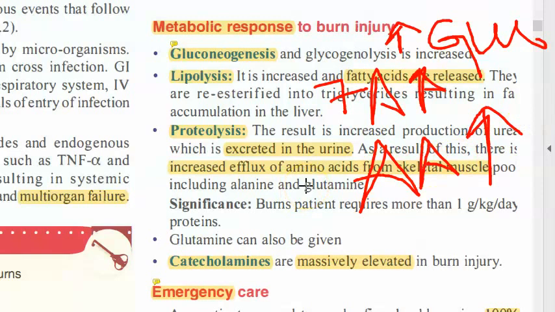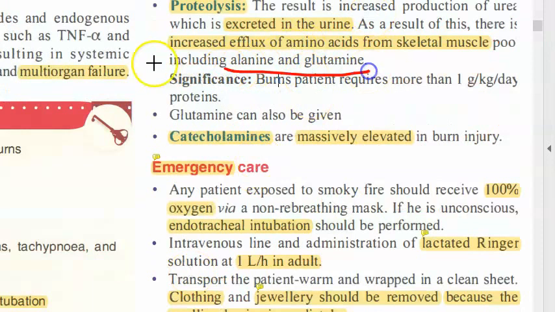There will be increased production of urea, which is excreted into the urine. There is increased efflux of amino acids from the skeletal muscles, which will include alanine and glutamine. So amino acids will increase, fatty acids will increase, glucose will increase. Because of this, these patients will require more than 1 gram per day of protein. Glutamine also can be given because there is increased efflux of glutamine from the skeletal muscle.